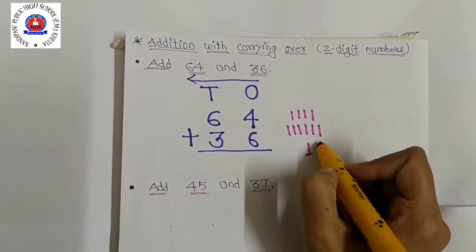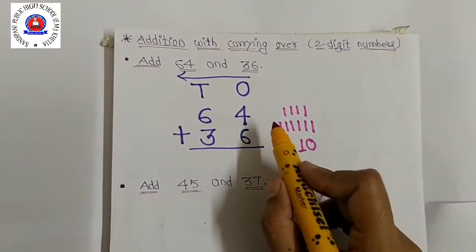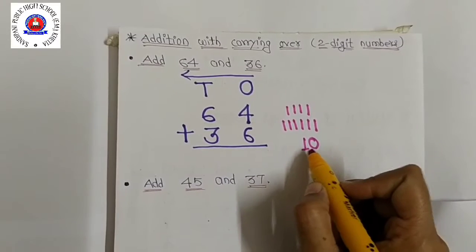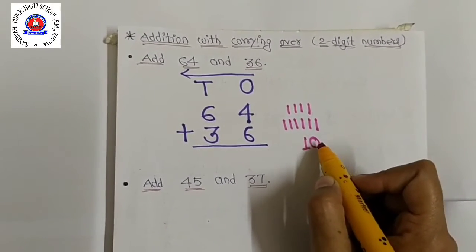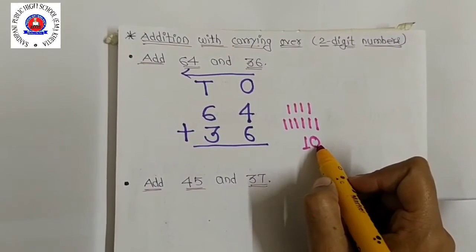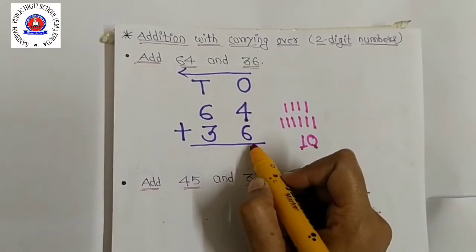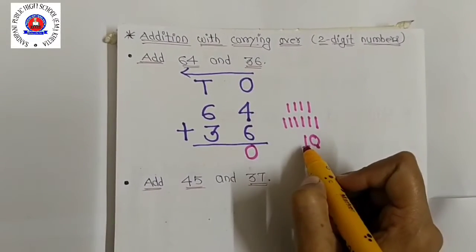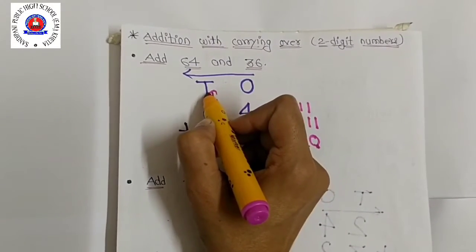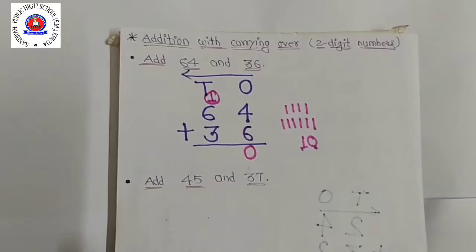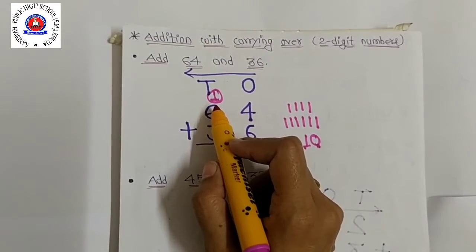What is this? 10. Okay. So you know very well, when a number is single digit, it means ones. When a number is in 2 digits, it means ones and tens. So in this 10, 0 is what? Ones. And 1 is what? Tens. So 0 is written in the ones column and 1 is written in the tens column, which means we have to carry this number. So carry over 1 to the tens column.